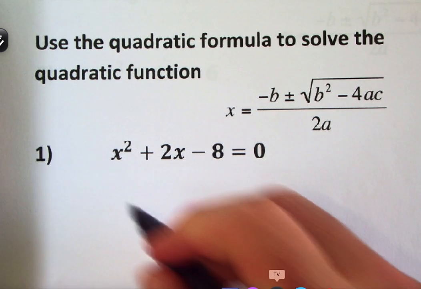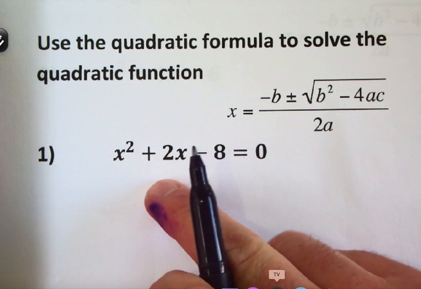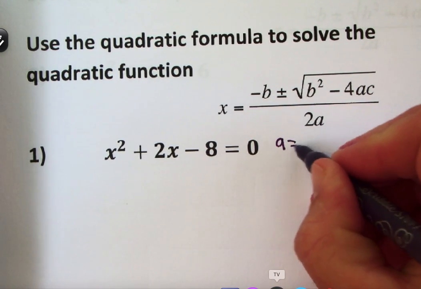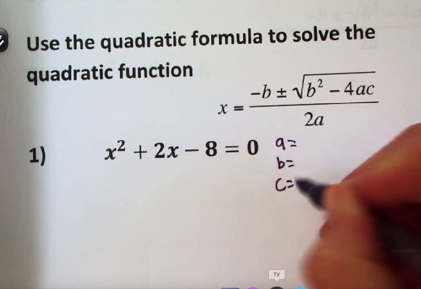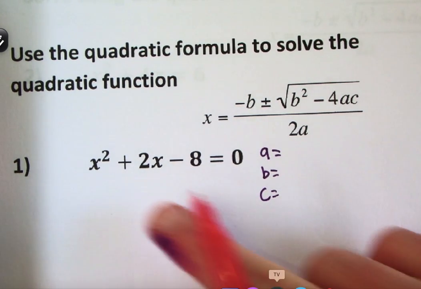Okay, so take a moment, pause me, write this down. It's in the form x squared plus bx plus c. It is equal to 0, so we can use the quadratic formula. What I recommend is just making sure you list the a, b, and c's for the quadratic function, just as a way to stay organized.